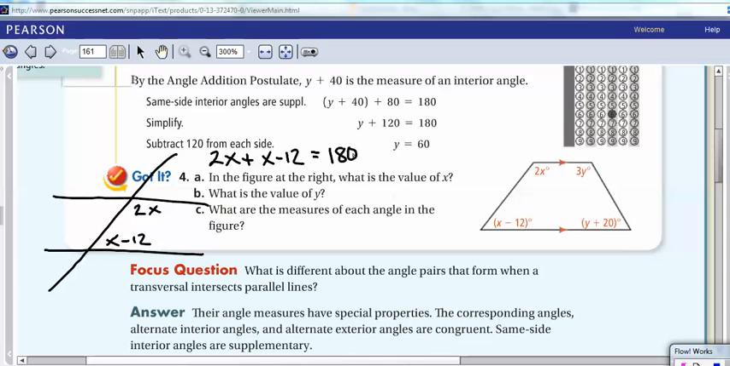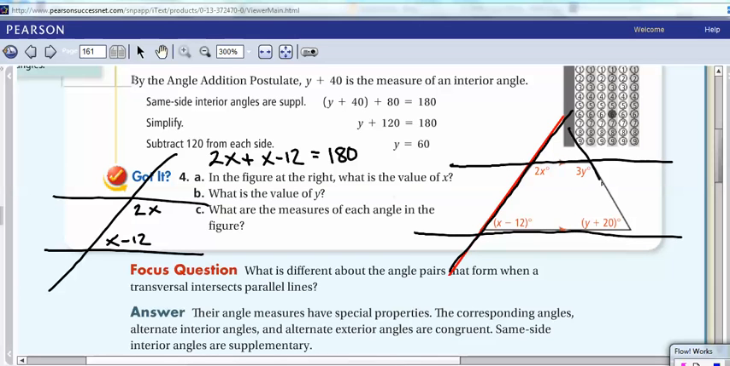Aren't those same side interiors? Isn't that the same picture? Look, if you just extend these lines though, see how it changes the picture? So what are these two? Good, they're same side interiors. And they're supplementary, so you would set them up the same way, wouldn't you? 3y plus 20 equals 180.